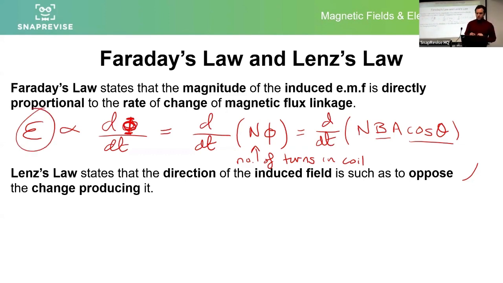Great. And Faraday's law tells you how to calculate the size of that. Lenz's law tells us what the effect of that EMF will be. Lenz's law says that the direction of the EMF will be induced in such a way as to produce a magnetic field which opposes the motion inducing it.